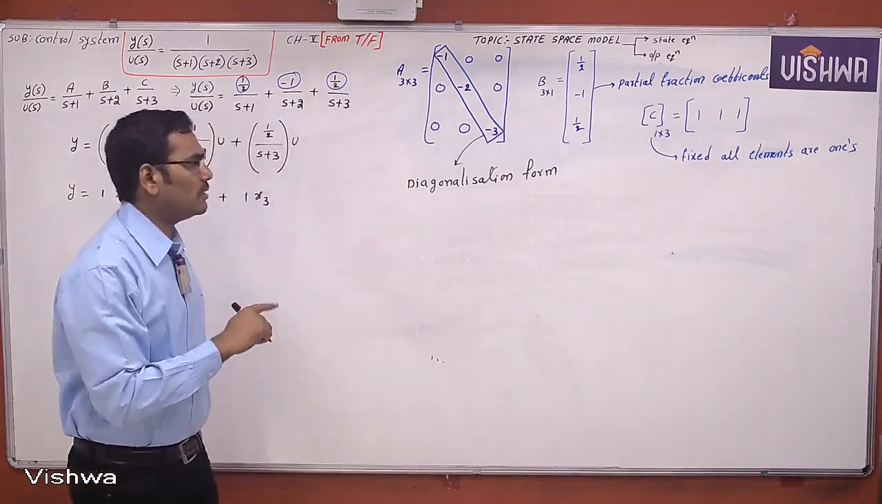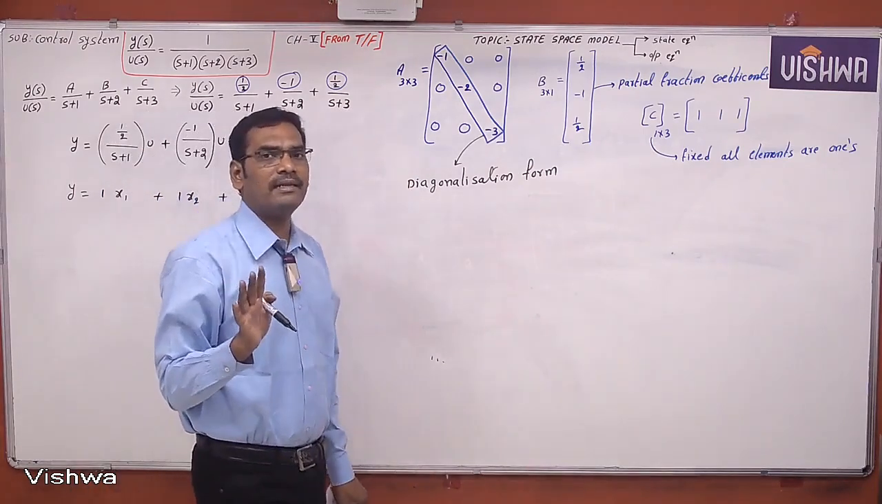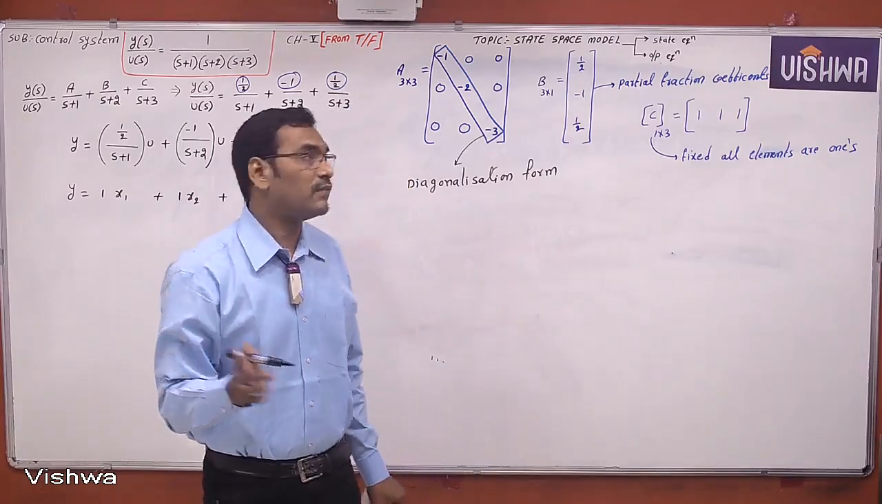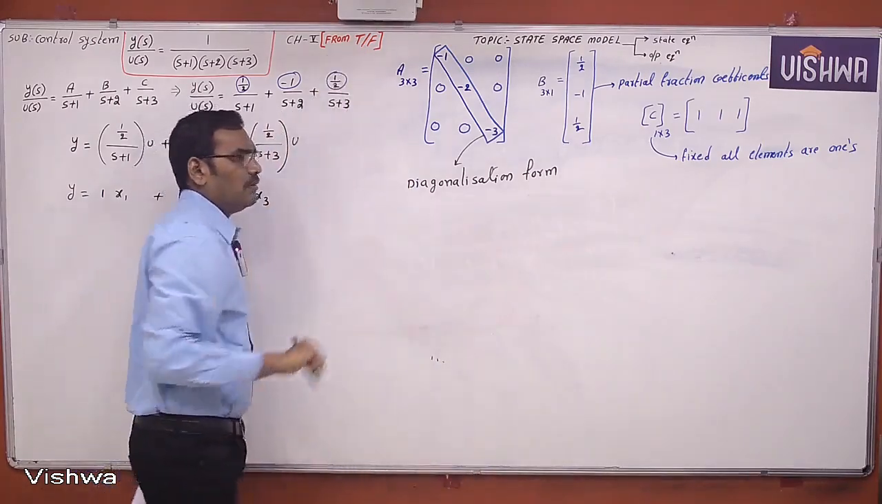Okay, note down this. This is the shortcut procedure to find the state space model matrices from the differential equation or from the transfer function. Okay, note down.